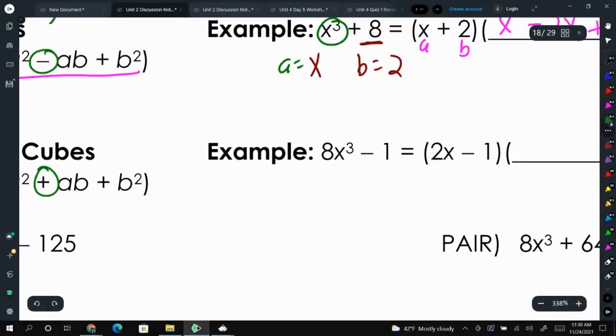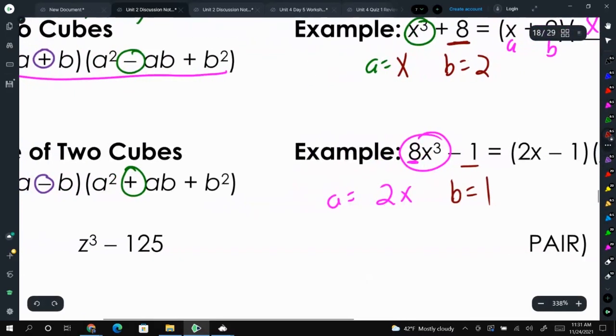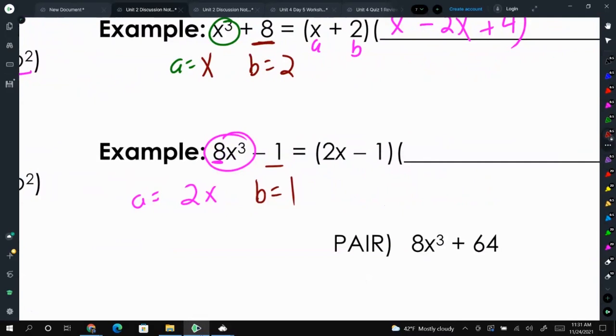So here we have x to the third minus 1. Well, the third root of 8x to the third, you have to take the third root of both. So the third root of 8 is 2, and the third root of x to the third is x. So a would be 2x, and b would be the third root of 1, or just 1. So that will give us 2x minus 1, so a minus b, times a squared.